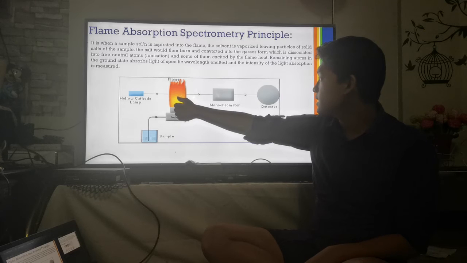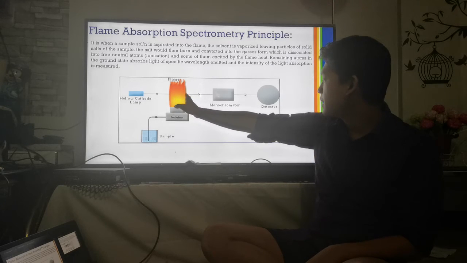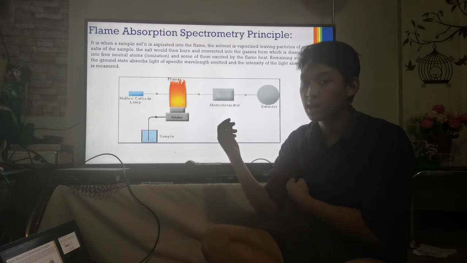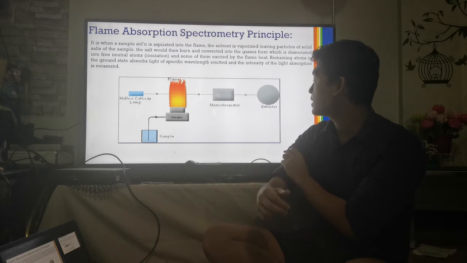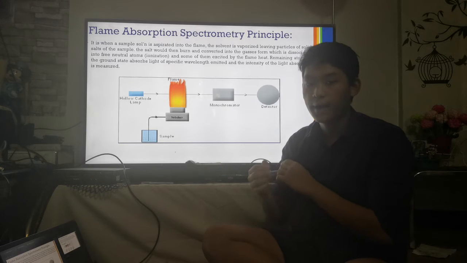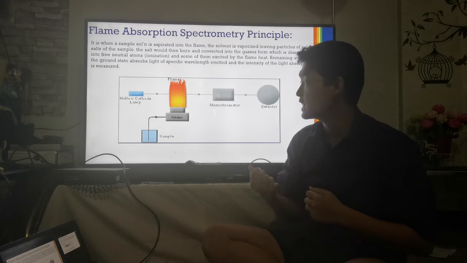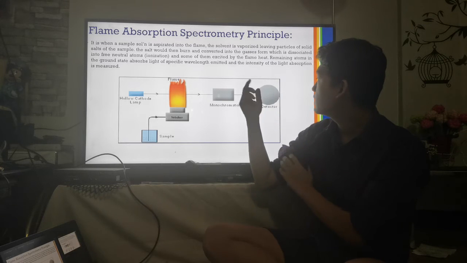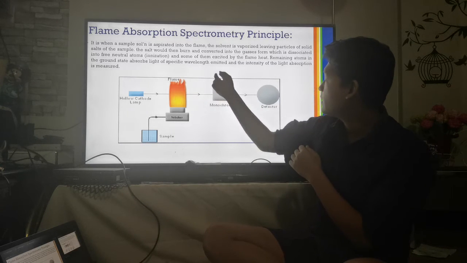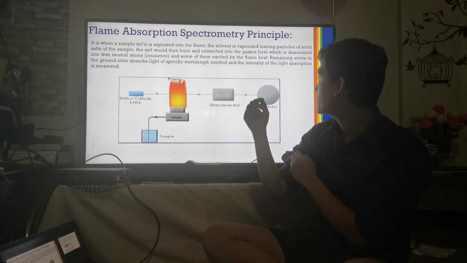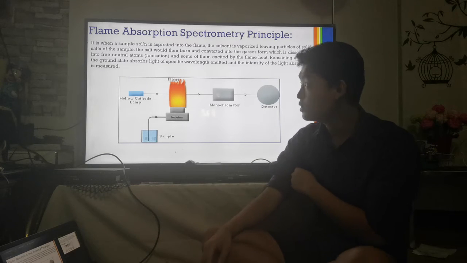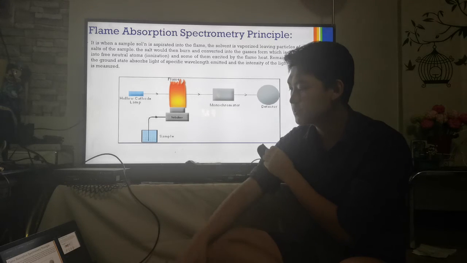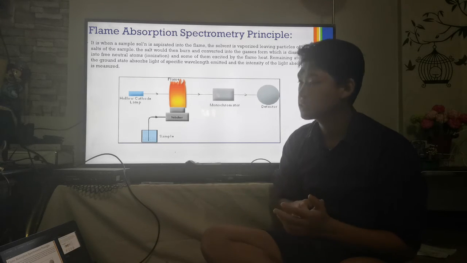that would shine and then pass to the monochromator, wherein a specific wavelength would then pass to the detector, depending on the analyte that is being observed and the specific wavelength emitted, and then the intensity of light absorption is measured. So what is the difference between flame absorption spectrometry and flame emission spectrometry?